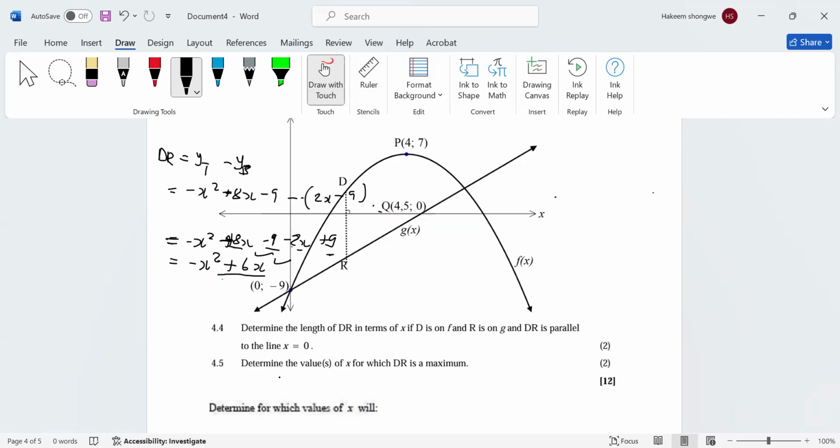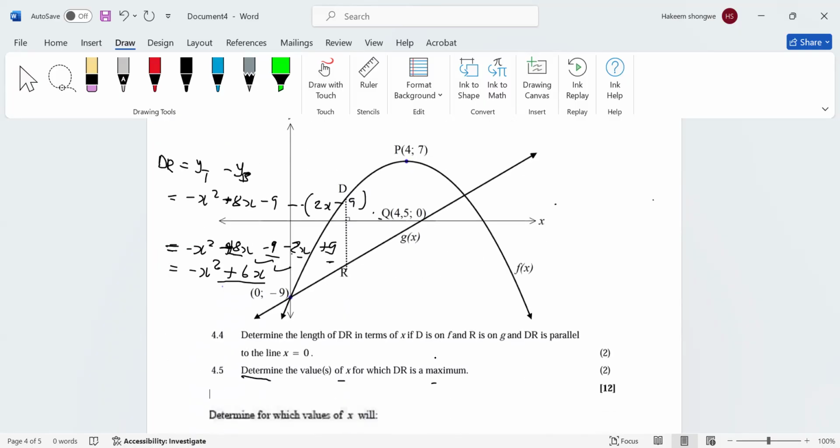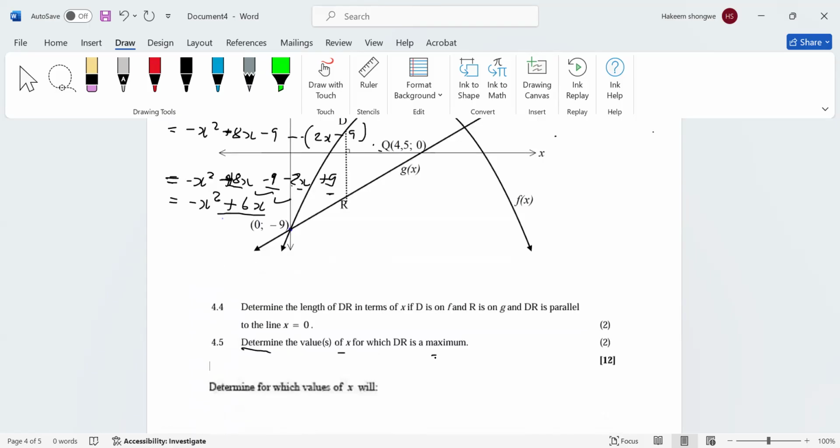Okay, and then the last one, you can couple it with this one. Determine the values of x for which dr is maximum. So we just want the x values. So we are going to say dr prime of x, which is going to give us minus 2x plus 6.